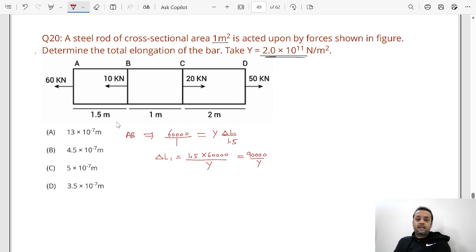This is the value of delta L1. Now let us talk about the BC section. Let me choose again a certain cross section which is at a distance of x from B, somewhere over here. Let's say I'm talking about this distance. This cross section I'm talking about.